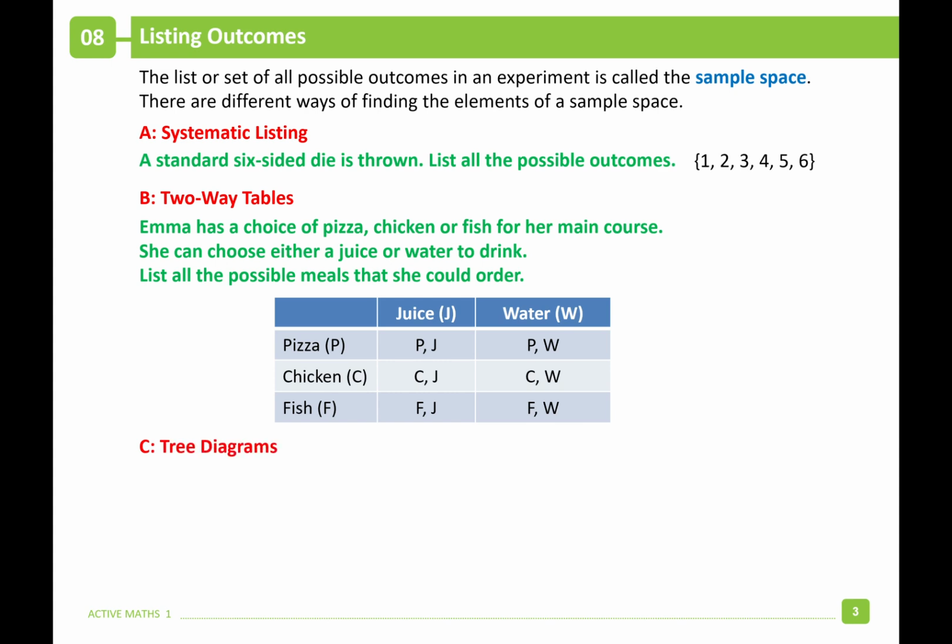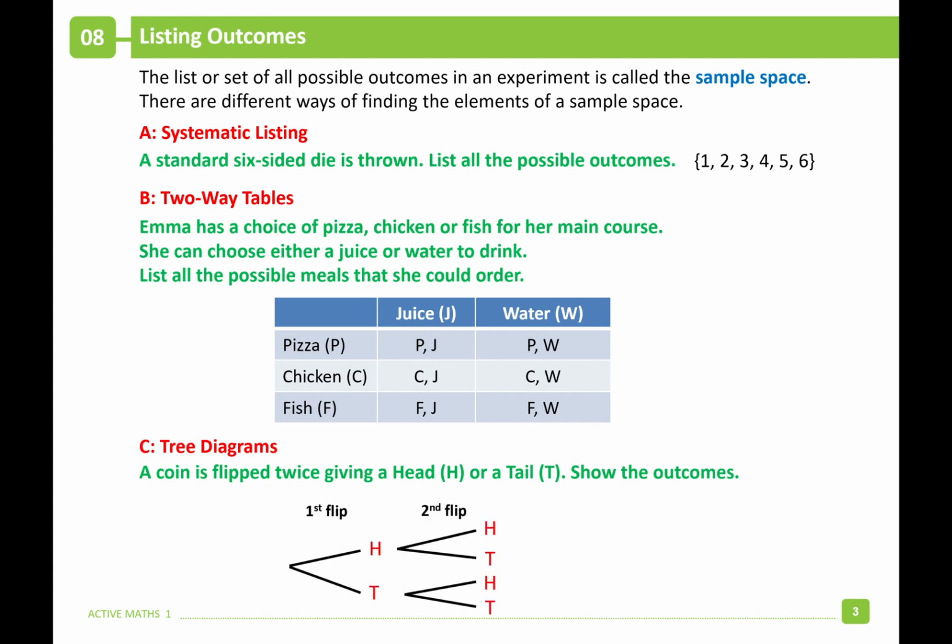Today we're looking at our third way of listing out possible outcomes. This is called a tree diagram. For example, a coin is flipped twice, giving a head or a tail, and we want to show the possible outcomes. To do this, we draw our first branch of our tree, which shows the possible outcomes for your first flip. We could flip a head or a tail.